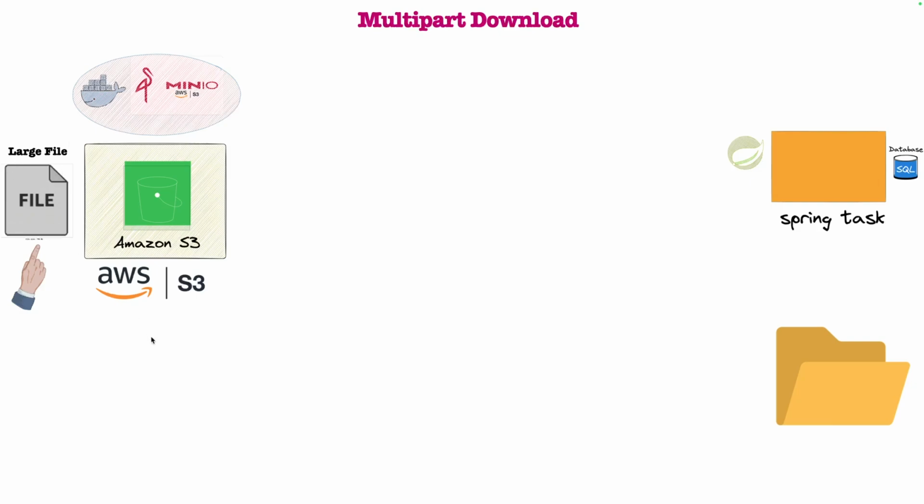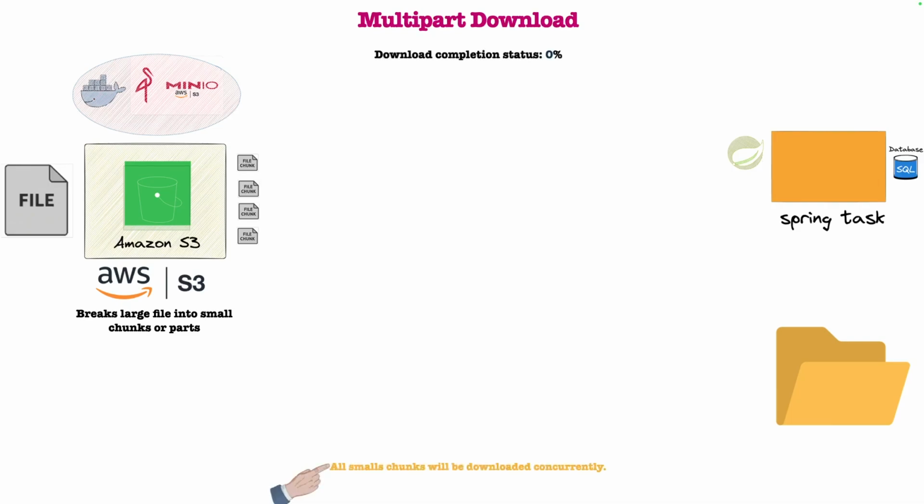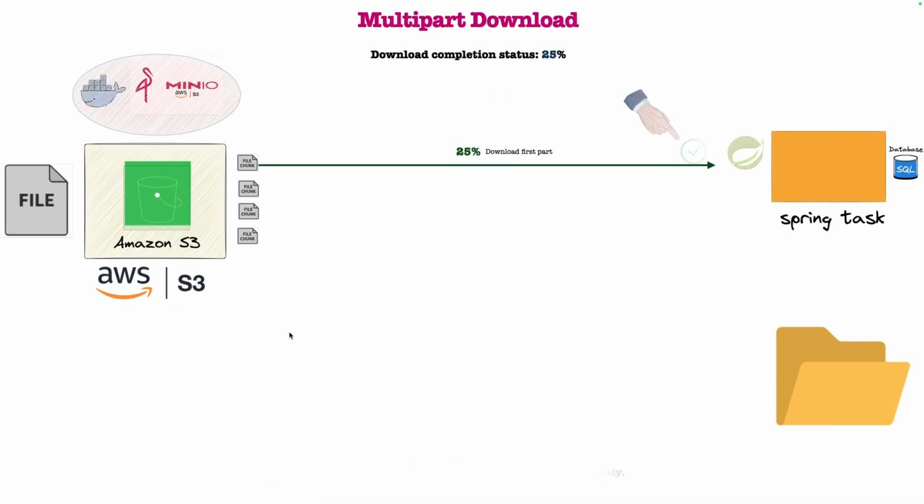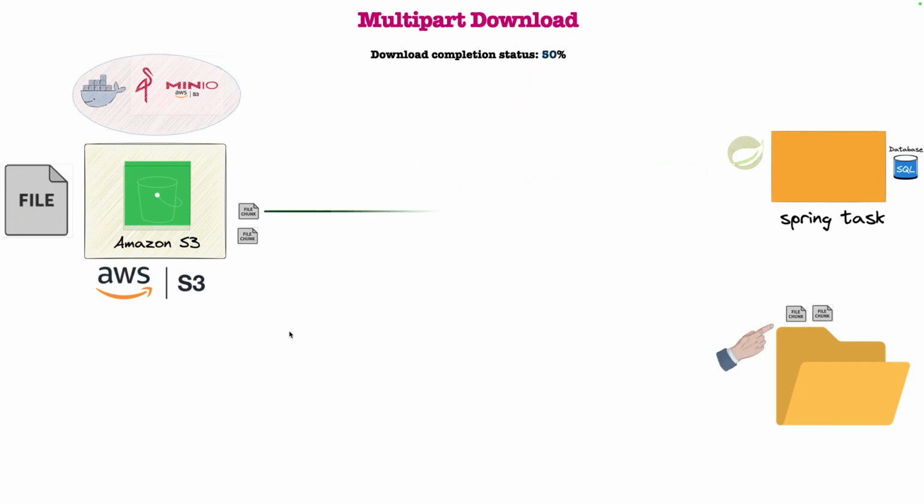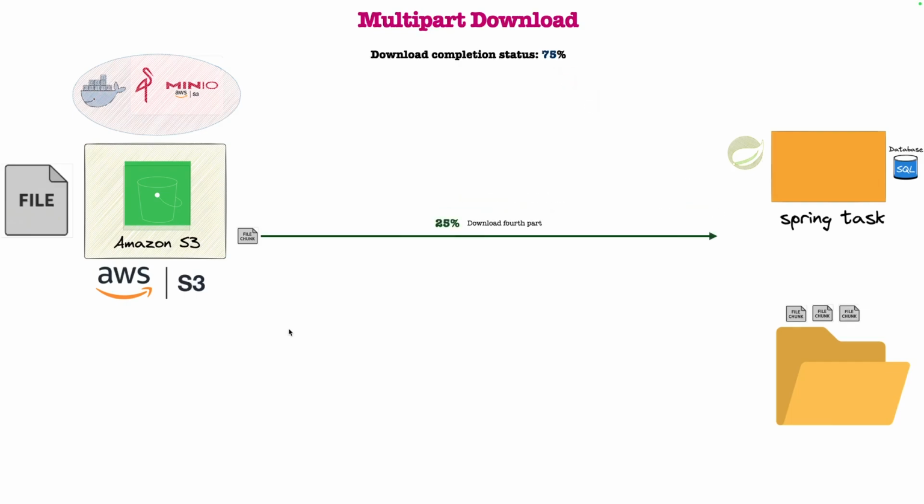The first thing that we need to do is to break the large file into small chunks or parts. After that, we start downloading the chunks concurrently. We download the first one, we succeed, we download the second one, also we succeed, we download the third one, we got an error. So here in this case, we are going to retry in case of failure. So let's suppose that we are retrying. Okay, now we succeed. And then we download the last part.